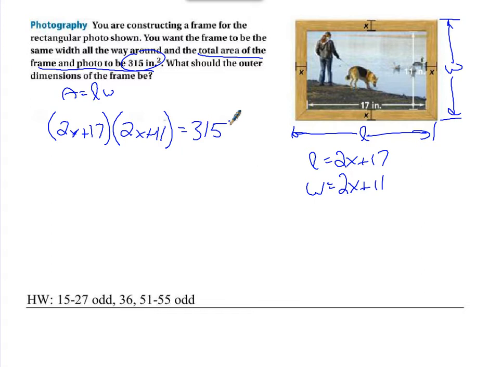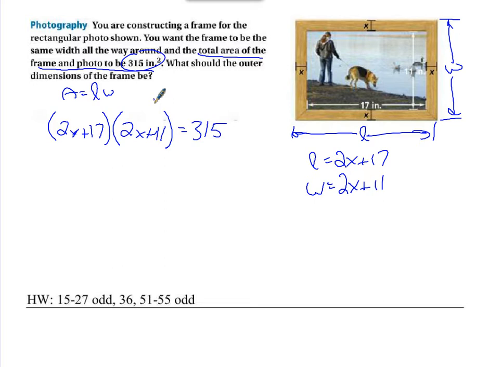Now we want to solve for x. So here's a question for you. I have two things that are being multiplied together. Can I split these up right now and say that this is equal to 315 or this is equal to 315? Can I do that? No.